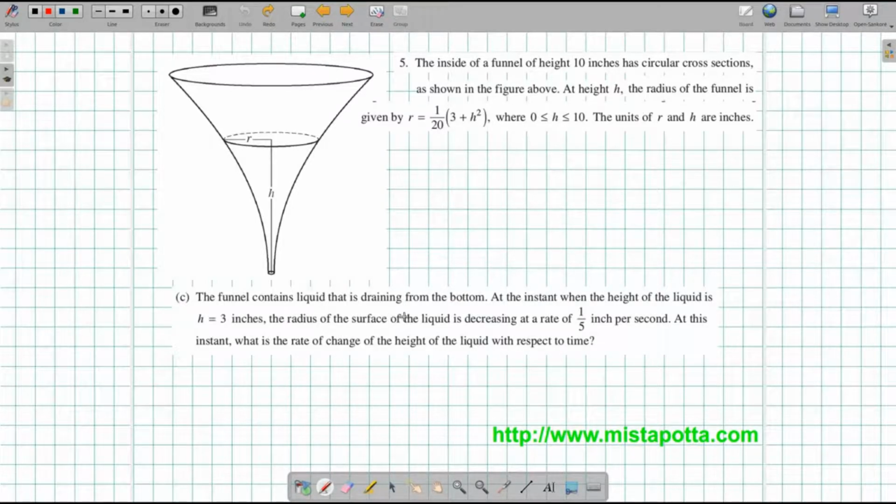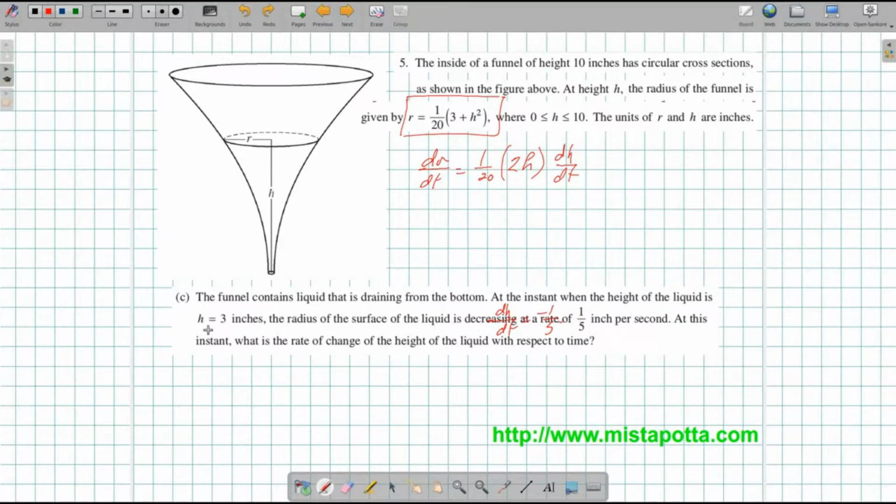It says the funnel contains liquid that is draining from the bottom. At the instant when the height of the liquid is h equals 3, the radius of the surface of the liquid is decreasing at the rate of 1/5 inch per second. That means that dr dt is negative 1/5. And that's important because we're talking about related rates, which means I need to take the derivative of this with respect to t. So I know that dr dt is going to be equal to 1/20th of the derivative of this, 2h, dh dt.